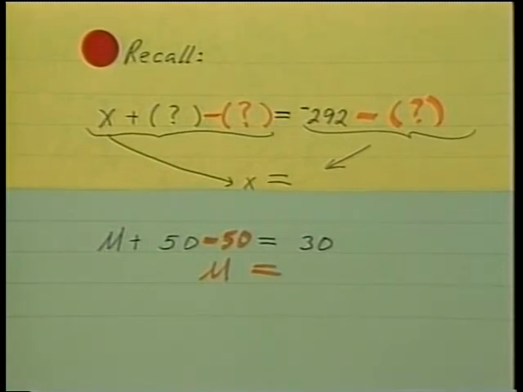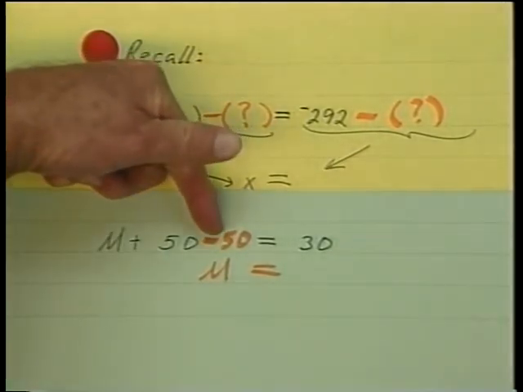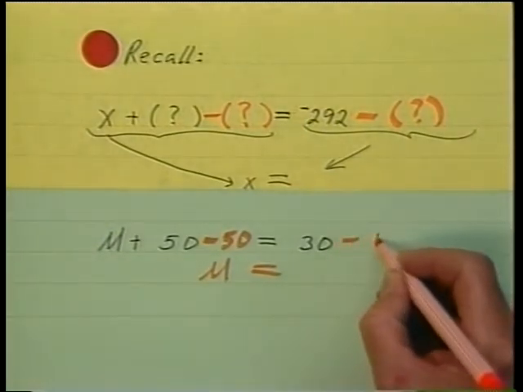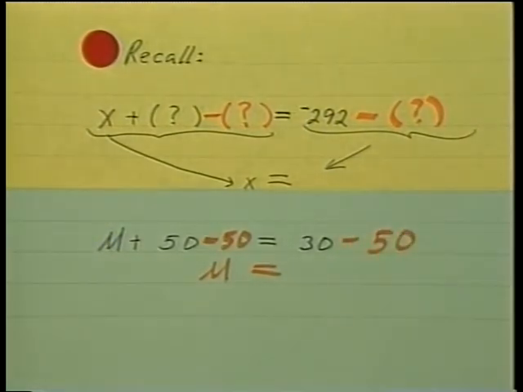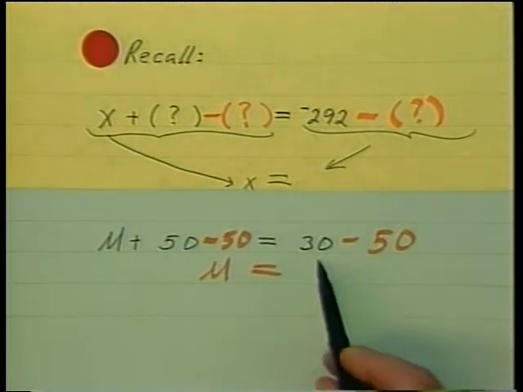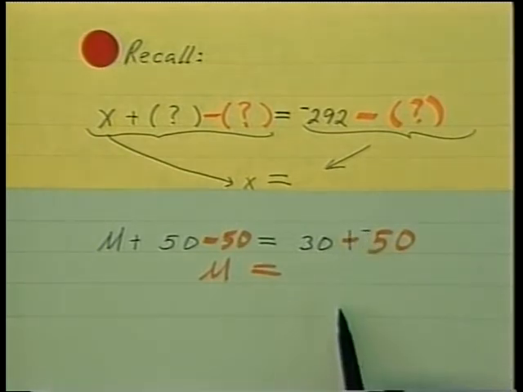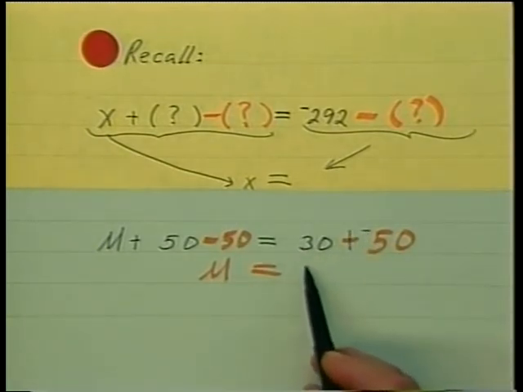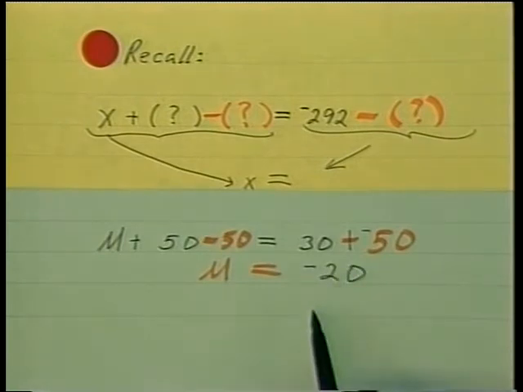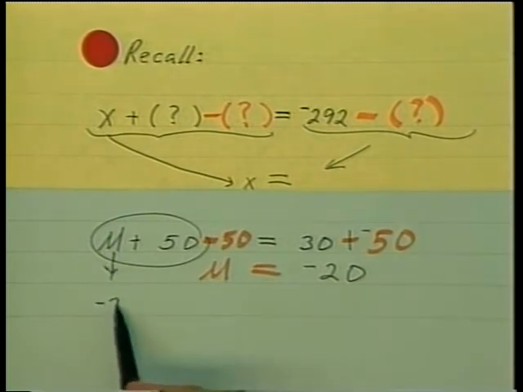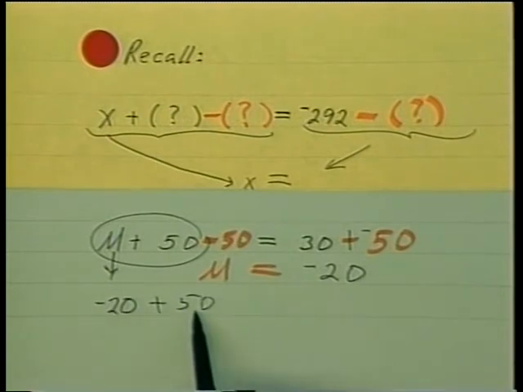But the rule in playing the game says, fine, you may subtract anything you want from this entire side, providing you subtract the same amount from the other side. Then you simply follow through on the arithmetic on this side. Subtraction means add the opposite of what follows, and we can immediately see in this simple case the solution is negative 20. You can see if I put it back into the original equation, replacing m by negative 20, that negative 20 plus 50 is 30, which is what I want it to be.